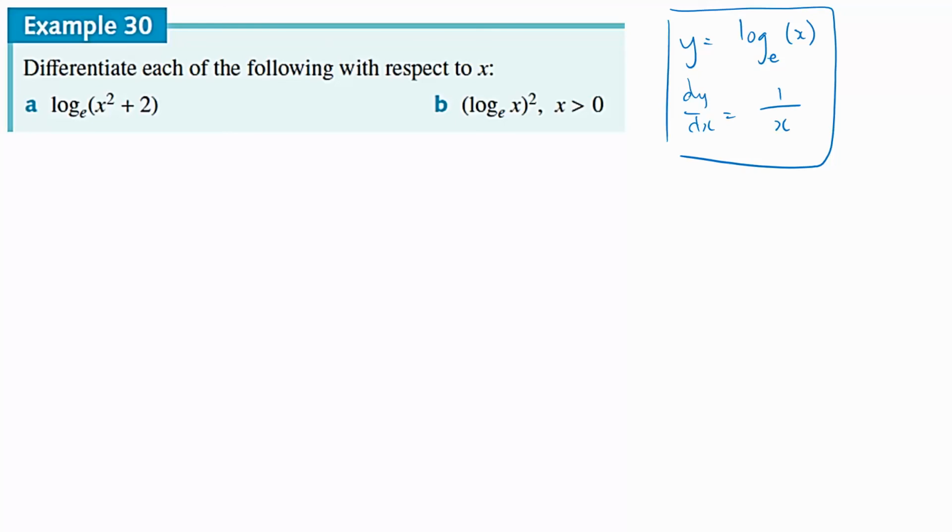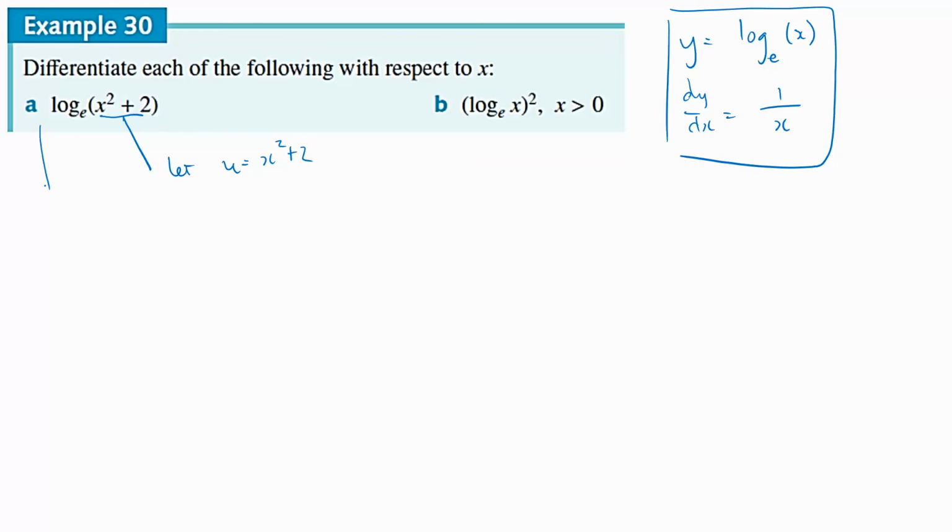Right now, if you have a look at it, I have log e of x squared plus 2. That's a problem. That's not what I'm used to. I'm used to log e of x, not log e of x squared plus 2. Because this is the issue, I'm going to say now let u equal x squared plus 2. Why do I do that?